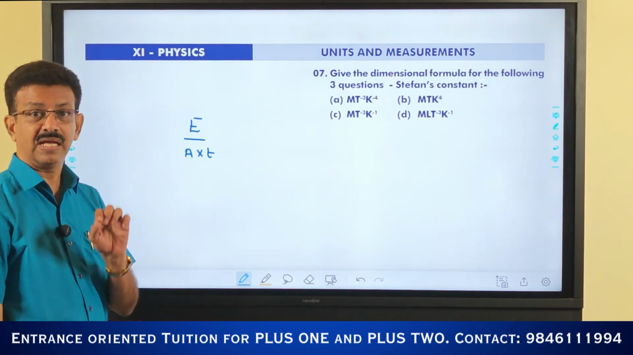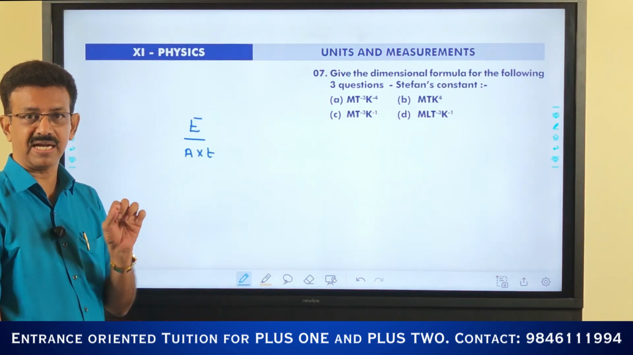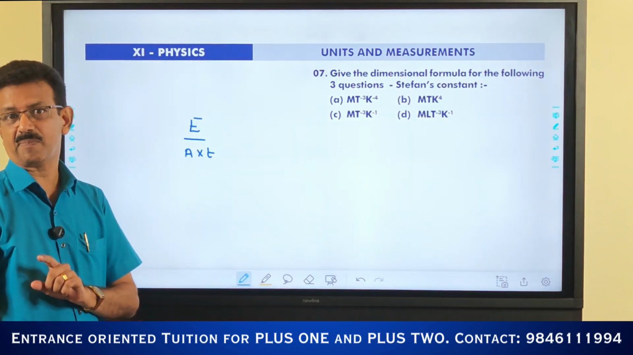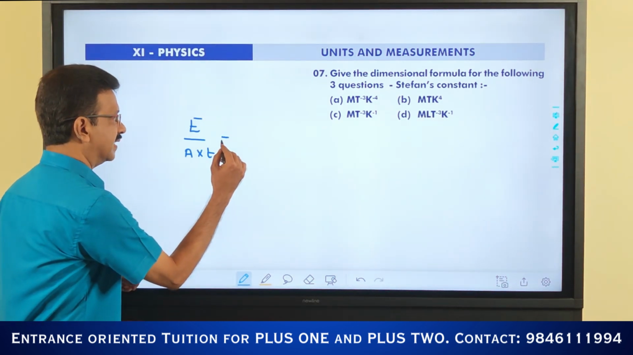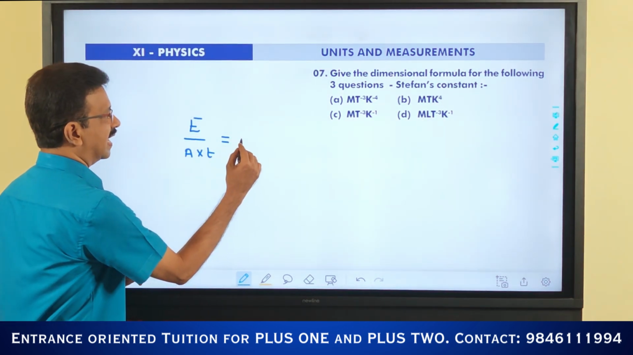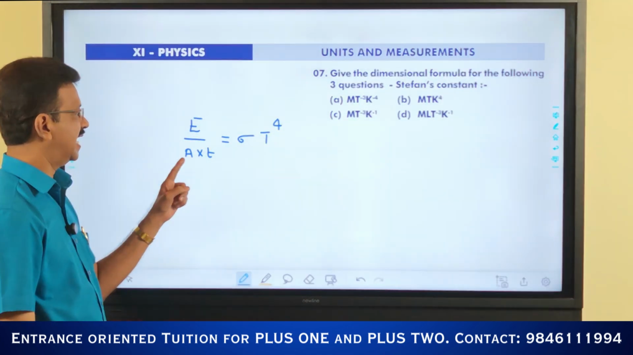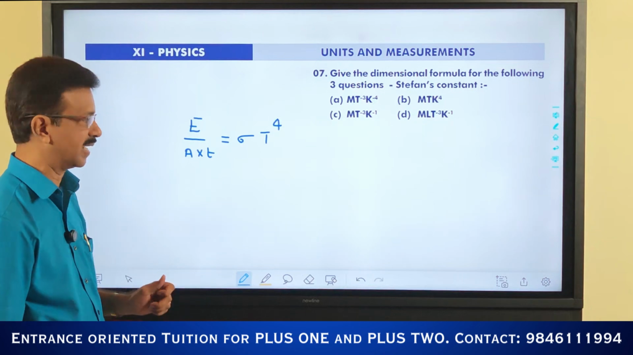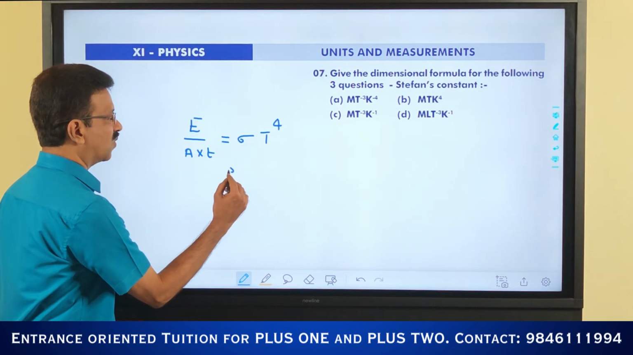According to Stefan's law, radiant emittance or emissive power of a perfectly black body will be proportional to the fourth power of the absolute temperature. That is, radiant emittance of a perfectly black body equal to a constant sigma into T raised to 4. Radiant emittance of a perfectly black body will be proportional to the fourth power of the absolute temperature, equal to sigma T raised to 4. Sigma is called Stefan's constant.